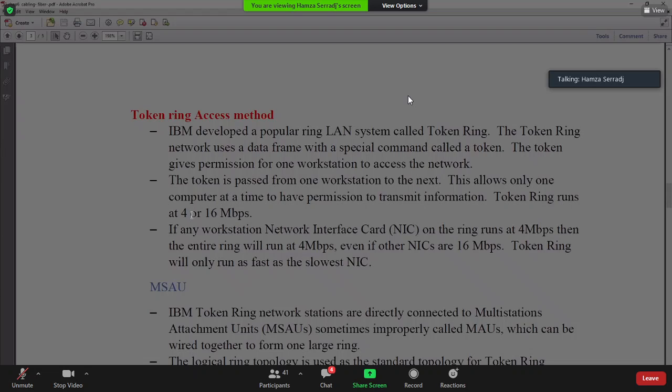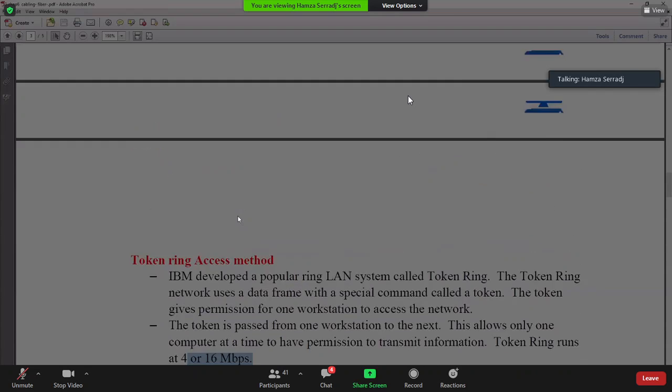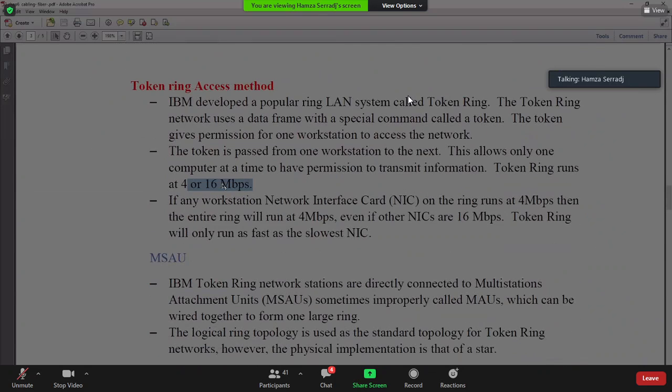Token ring ran at 4 or 16 megabits. Of course, we are not talking about FDDI here. We are talking about the old one, right? So now we get back to see the origin of this thing. It was a little bit slow, but compared to the bus at the time, it was a huge improvement. That was a revolution done by IBM compared to the bus. So token rings run at 16 megabits.